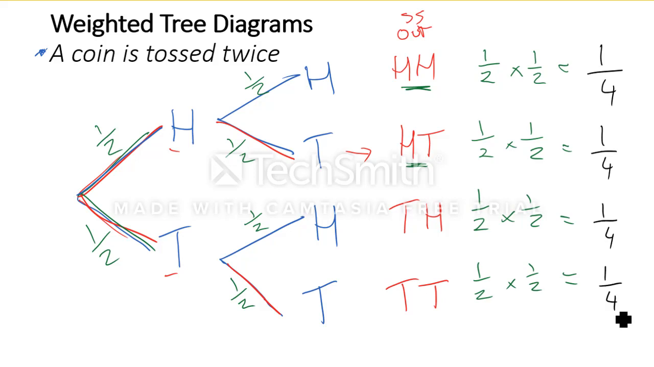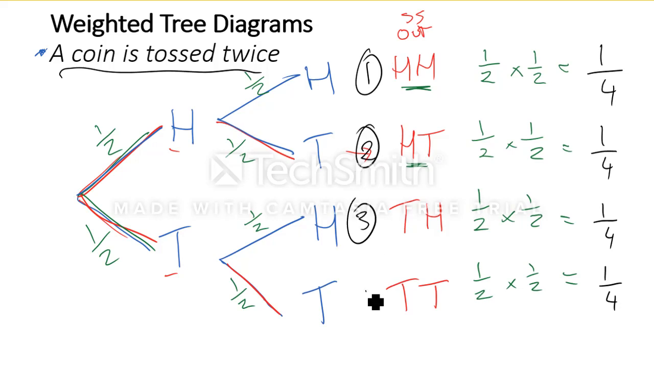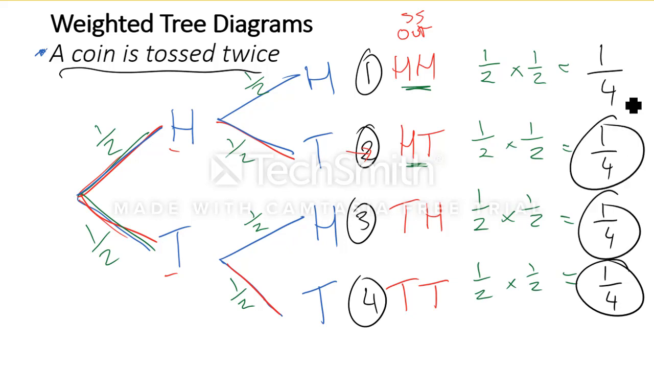So what we can say here is that when a coin is tossed twice, there are 1, 2, 3, 4 possibilities. Obviously, it's displayed here. There are 4 possibilities that can happen, and each has a 1 out of 4 chance of happening. The last part of this is that obviously 2 of these are the same, a head and a tail, so 1 head and 1 tail.